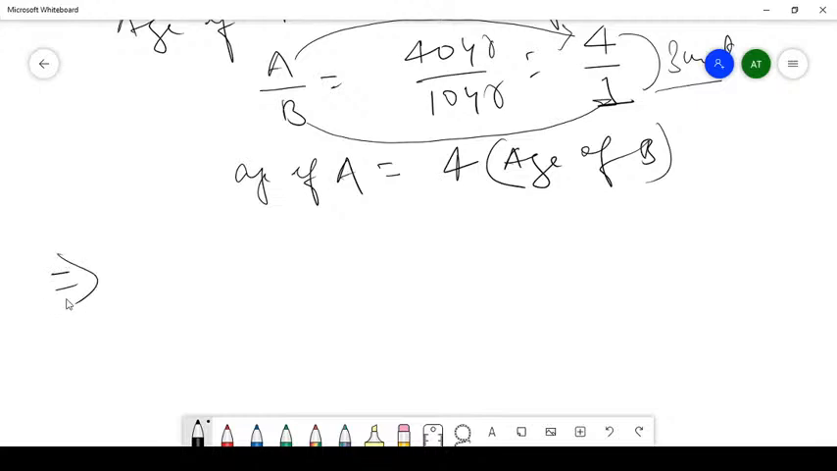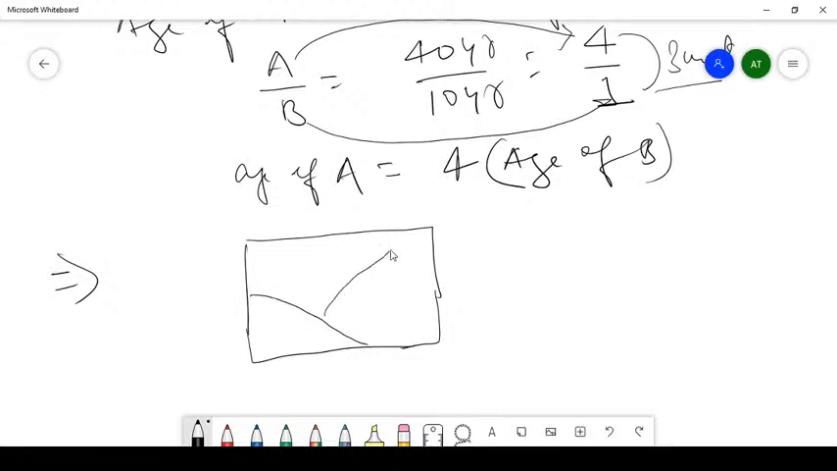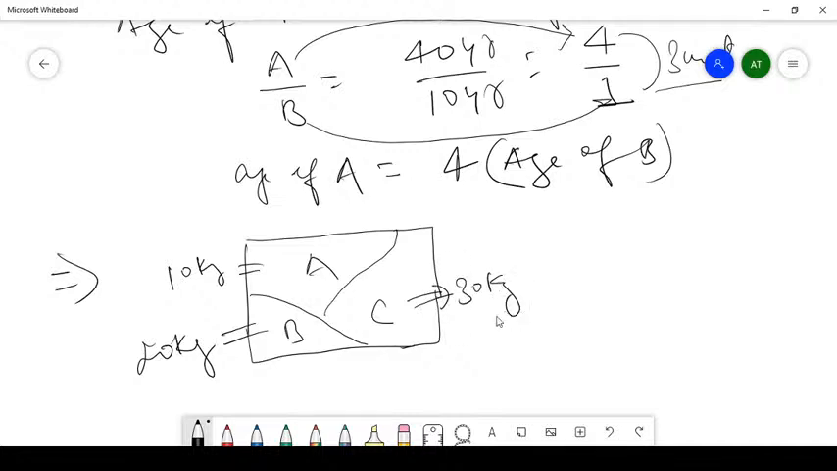If I take another example, suppose that there is a box, and in the box there are three quantities, that is A, B and C. Suppose the quantity of A is 10 kg, quantity of B is 20 kg, and quantity of C is 30 kg, right? Then if I ask you what is the ratio of A to B, then what is the ratio? Ratio means to compare two things. And if I know the quantity of A and the quantity of B, then we can easily find the ratio between A and B.